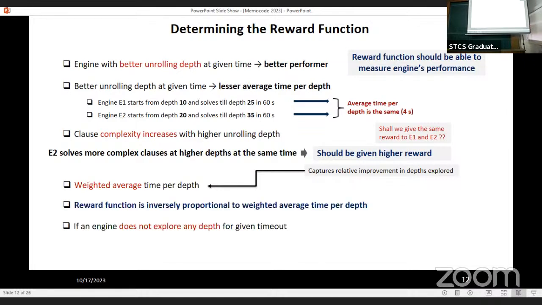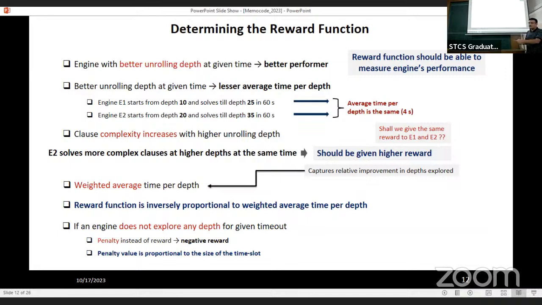The second thing is that the reward function we designed is inversely proportional to the weighted average time per depth. I have not included the math here, but if you're interested, I can pass on the paper to Shivashish.